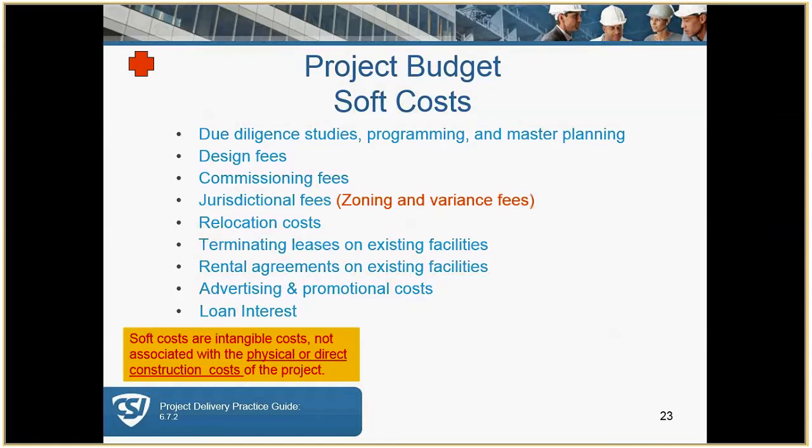So within a project budget, we have hard costs and soft costs. It's important to know the difference between those two. Soft costs are intangible costs. They're not associated with the physical or direct construction costs of the project. And we've got a list here of some of the costs associated.